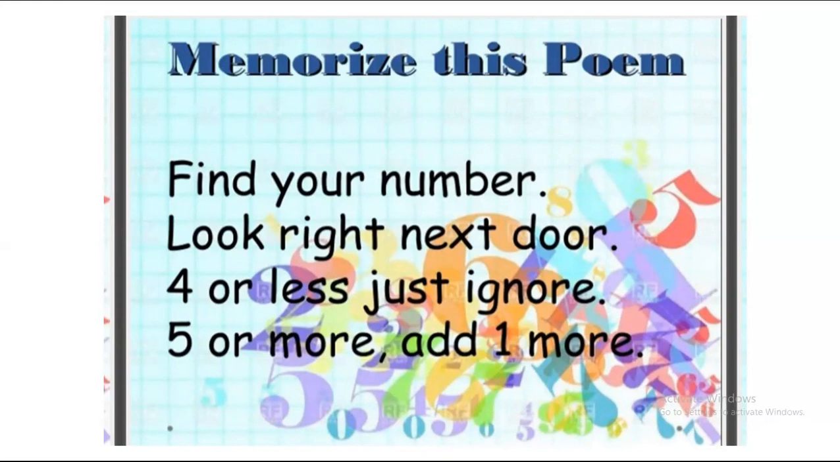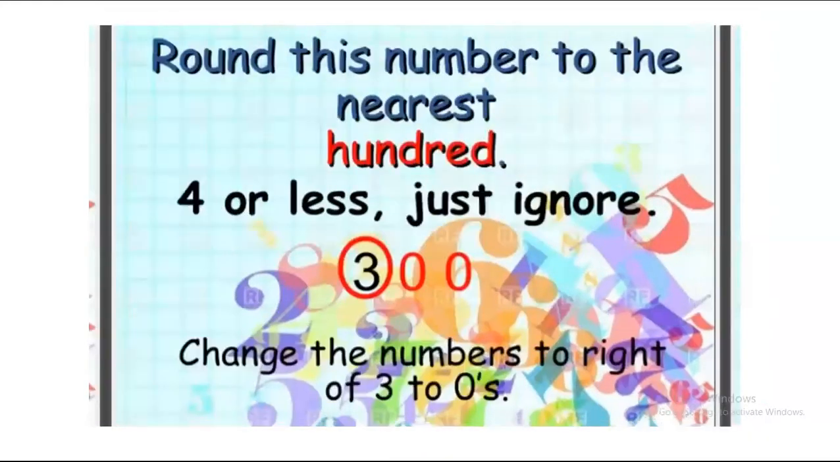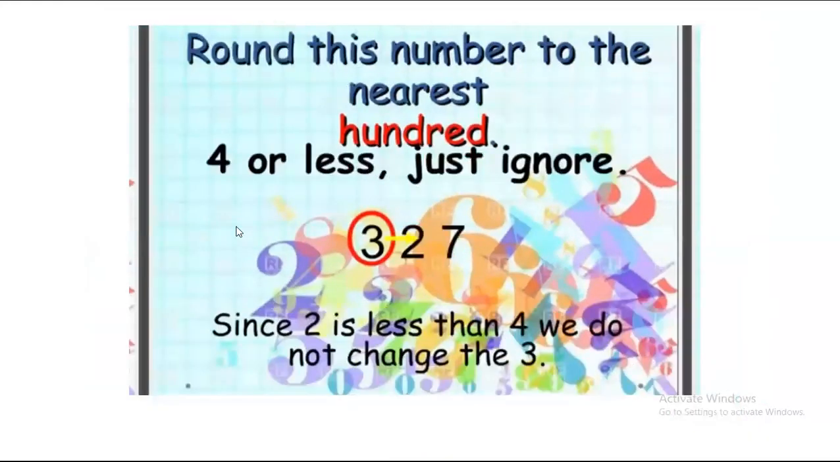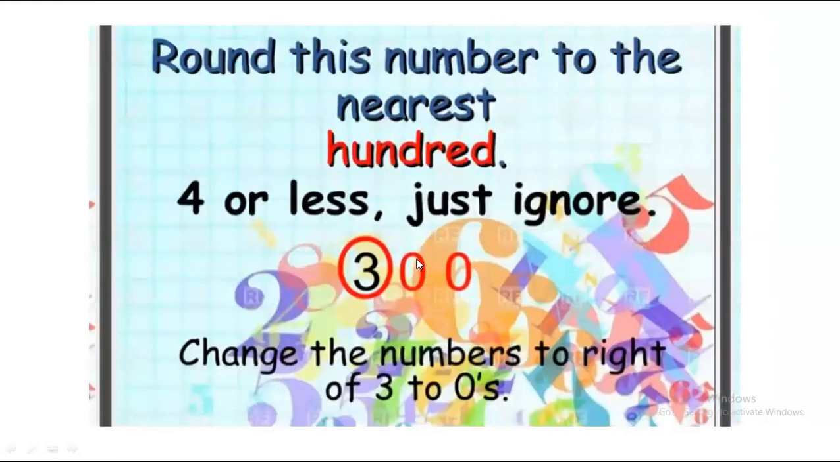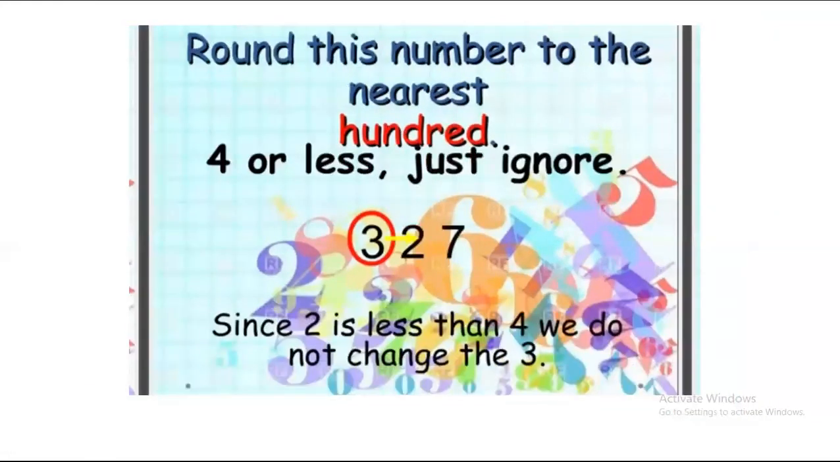Okay, if the number is 4 or less, we need to ignore it. Like here, the number was less than 4, so we ignored it and we reduced the number to 300. If it had been 5 or 6 over here, then the number would have increased.